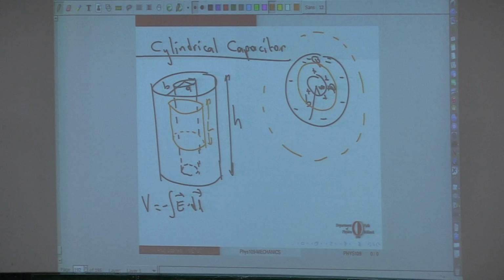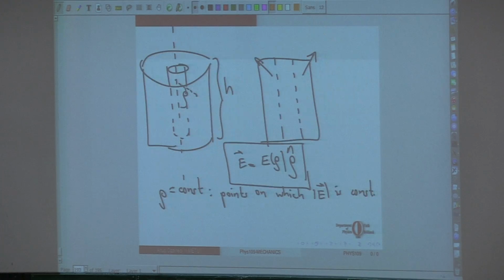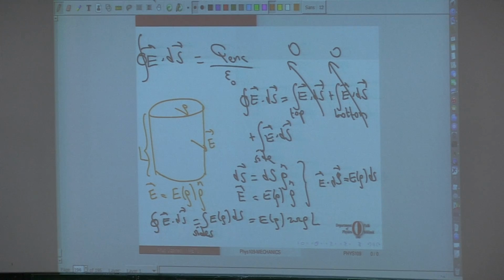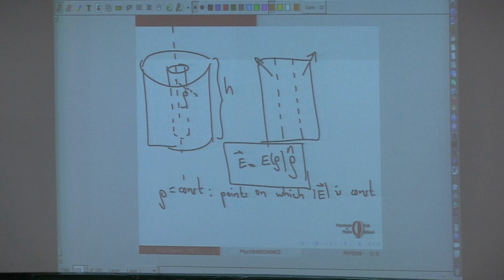This is an approximation, which is exact only in the limit that the cylinders are infinite. But in this case, we have finite cylinders. Nevertheless, we will assume that they are so long compared to their separation that this is still a good approximation for our finite cylinders. That's an assumption that we are making.